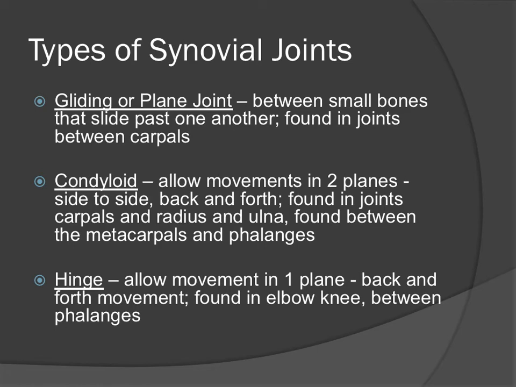Condyloid allows movements in two planes, side to side, back and forth, found in joints between the carpals and the radius and the ulna, and between the metacarpals and the phalanges. So the condyloid is metacarpals, the bones of the palm, and the phalanges, the bones of the fingers and the toes. Hinge allows movement in one plane, so back and forth movement, found in the elbow, knee, or between the phalanges. So like a hinge of a door, which permits movement in one plane only. Like how you can move your elbow back and forth. That's in one direction.